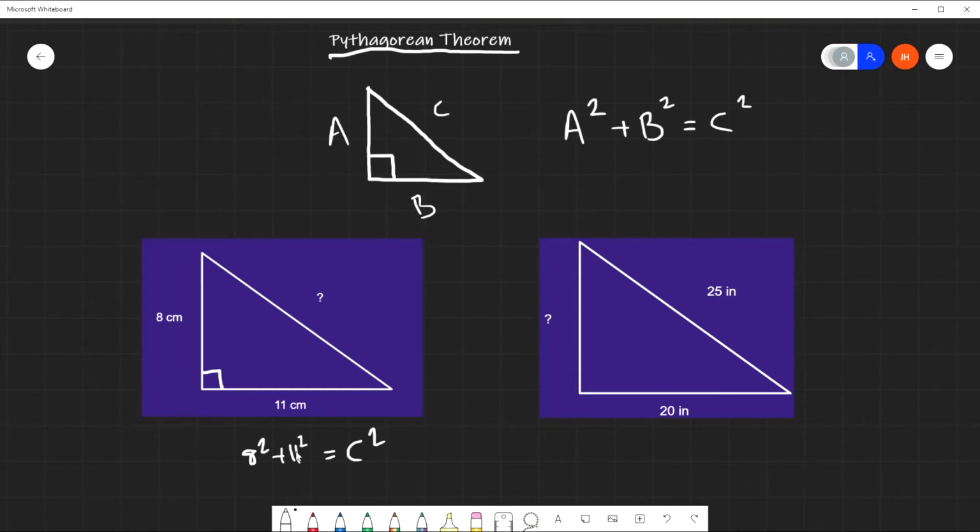It's pretty simple, right? 8 squared is 64, 11 squared is 121. If I add those, I get 185. So c squared is equal to 185. If c squared equals 185, then c would be equal to the square root of 185. Now, I'm actually going to just leave it in that form.